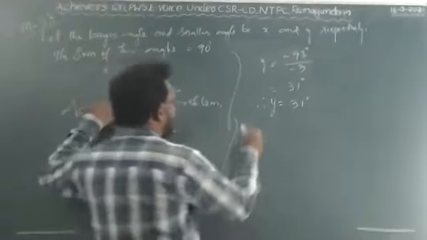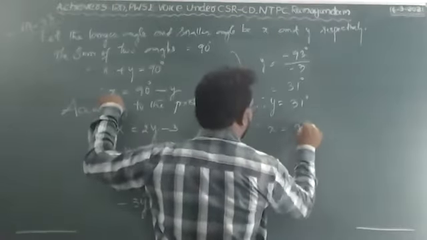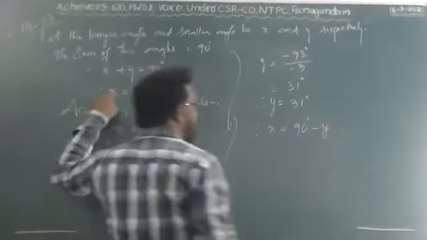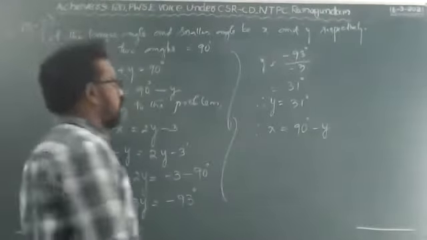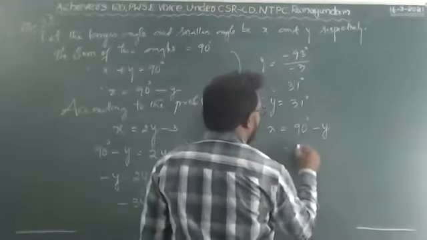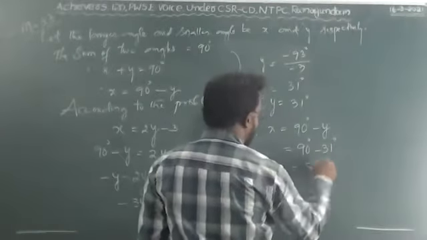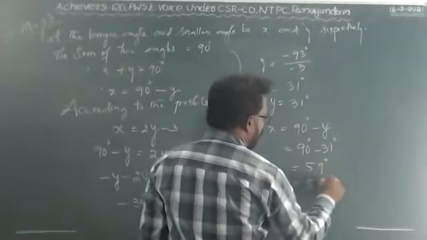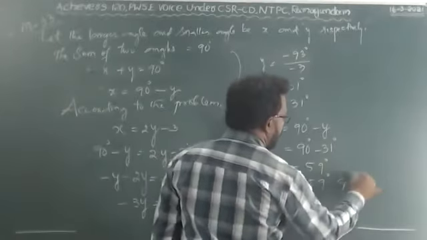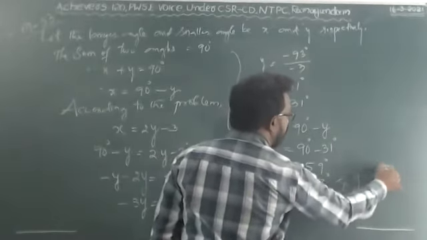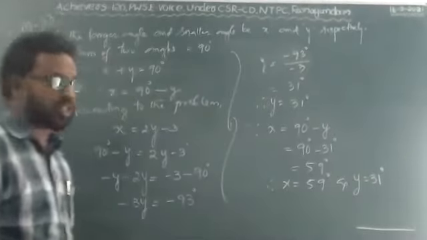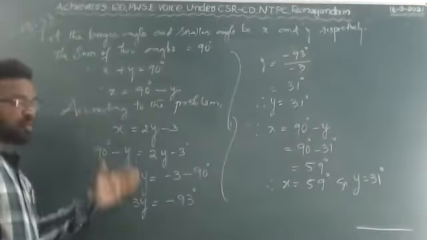Now since we have x is equal to something, x is equal to what? 90 degrees minus y. Substitute the y value here, 31. So 90 degrees minus 31 is equal to 59. Therefore, x equals 59 degrees and y is equal to 31 degrees, and this method is called the substitution method.